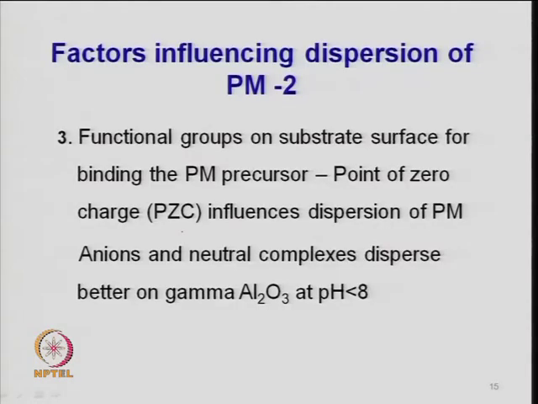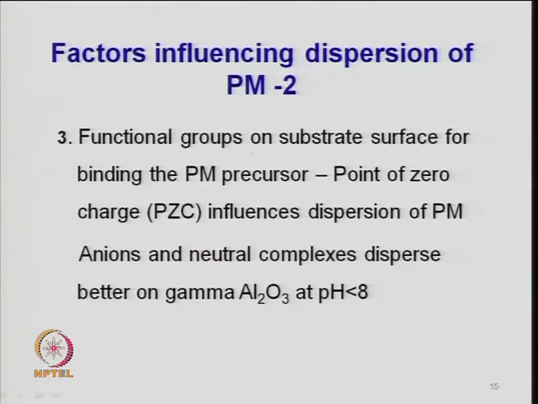Another factor is the functional group, right. In the beginning we were talking about the point of zero charge, when the surface has no charge, right. That also becomes very important, because you are adding acid, you are adjusting the pH. So, you are changing whether the pH is less than the PZC or higher than the PZC. So, you are changing the concentration of the cation positivity or the negativity on the surface, right.